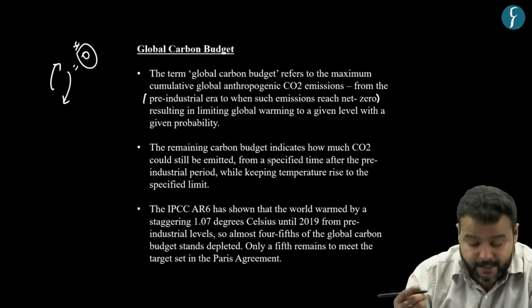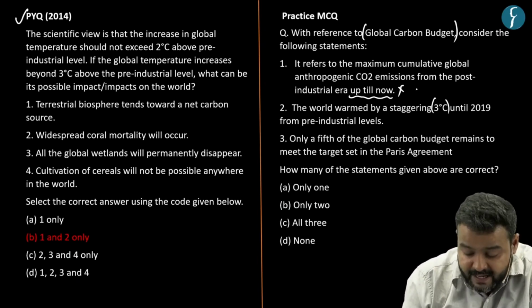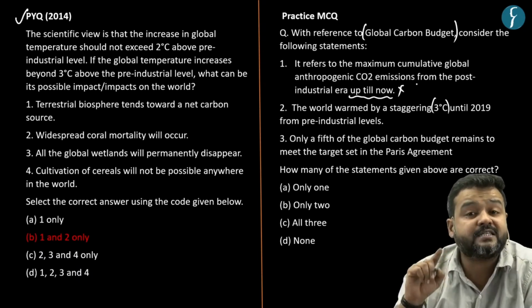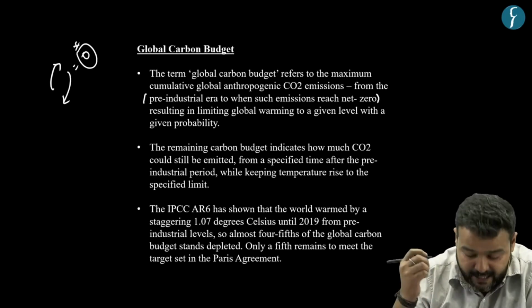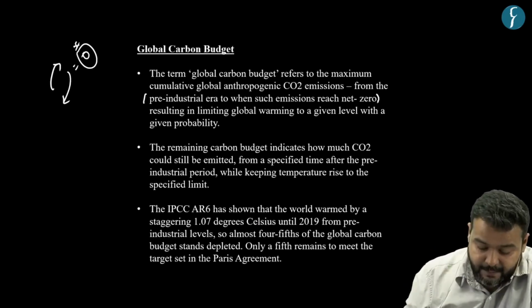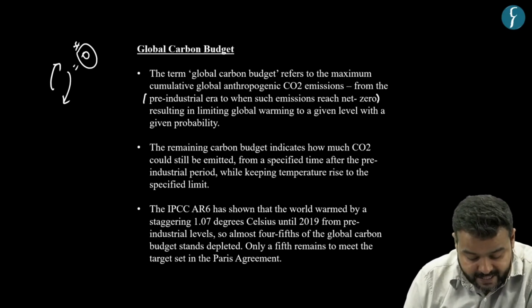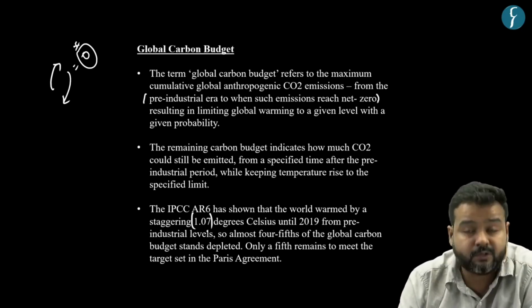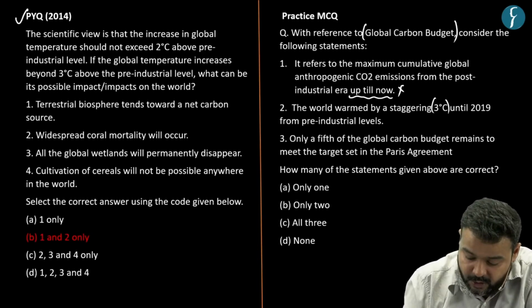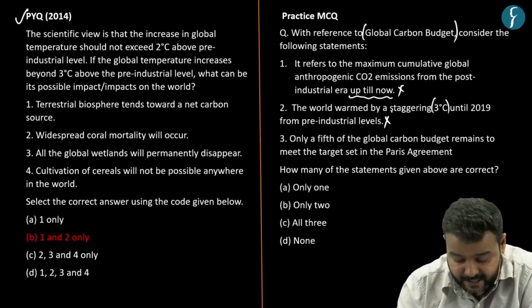So the first statement, what was it? Up till now. So this is incorrect because it is till you achieve net zero. Fine. Now the second statement is about the rise in temperature. Now IPCC assessment report 6 has shown that the world warmed by a staggering 1.07 degrees Celsius until 2019. And here in the question, it is 3 degrees Celsius. So again, this is an incorrect statement.